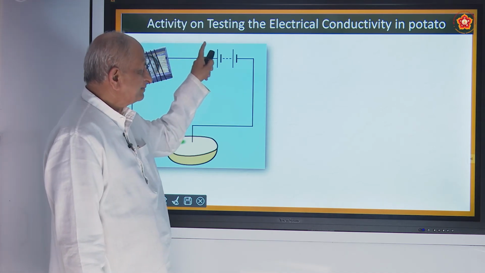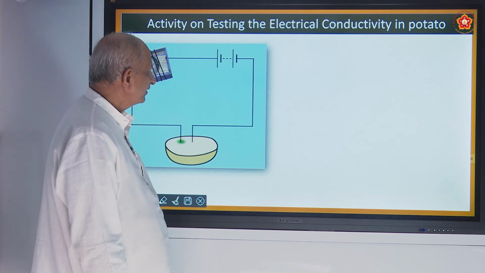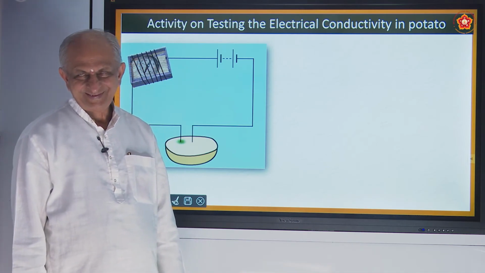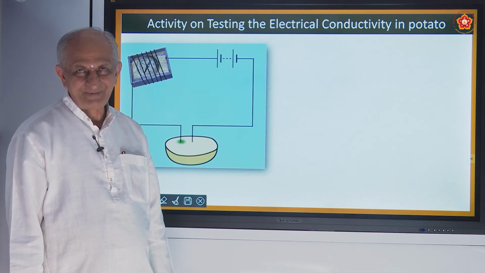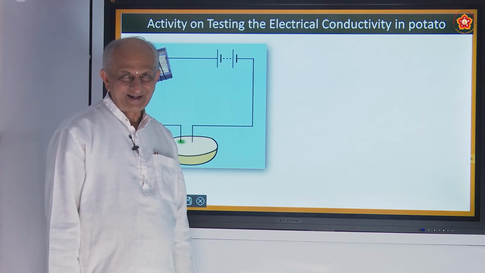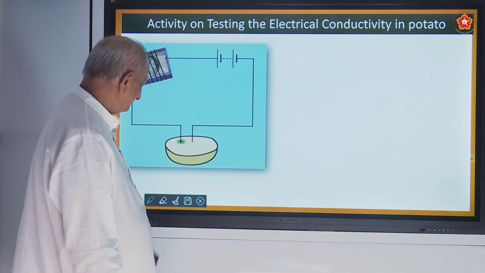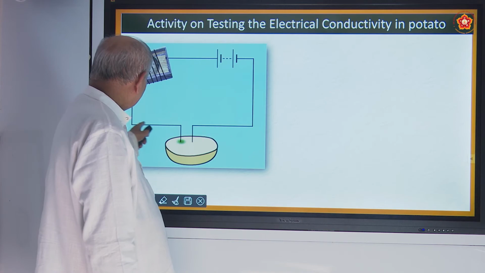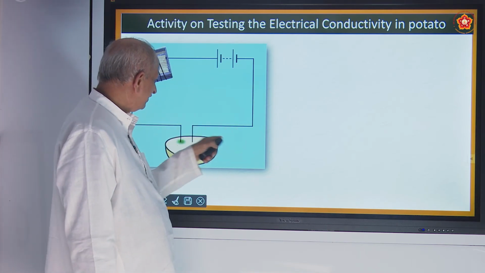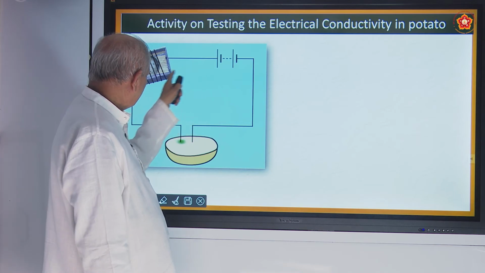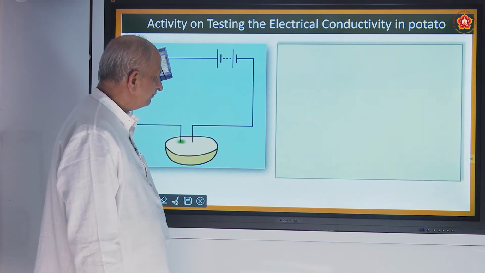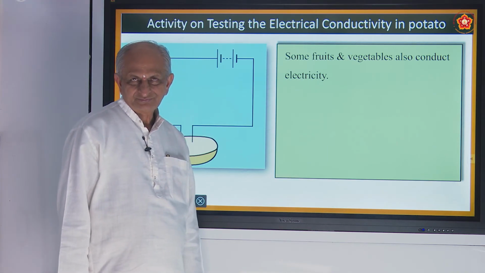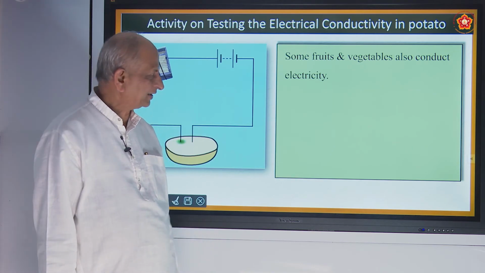Now this is an interesting experiment you can try at home also: testing the electric conductivity in potatoes. Potato is a very cheap and the best vegetable, available in the market in plenty. Here is a potato cut into two pieces, and two metallic wires are connected to it, to a battery and a magnetic compass. So some fruits and vegetables also conduct electricity. Even lemon also conducts electricity. Here we are trying with potato.